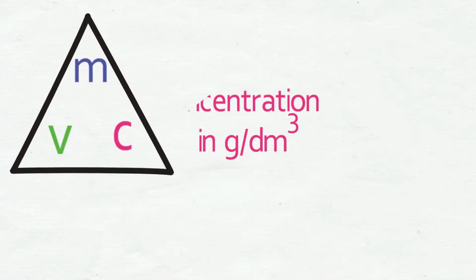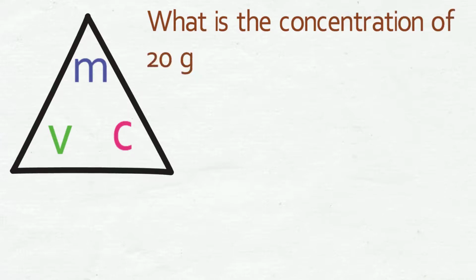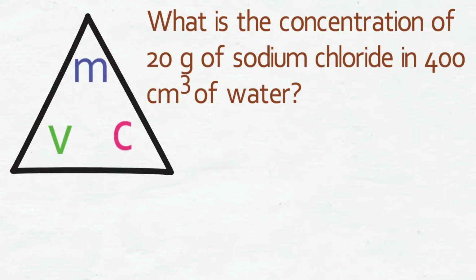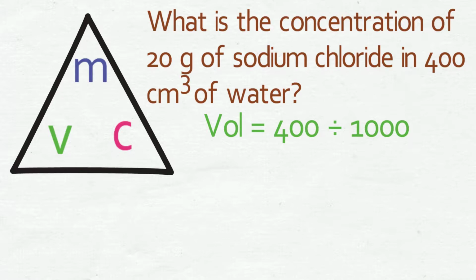So let's have a look at an example. What is the concentration of 20 grams of sodium chloride in 400 centimeters cubed of water? The first step to answering this question is to check that we have all the values in the correct units. We know that mass should be in grams and volume should be in decimeters cubed. Currently, the mass is in grams, which is good, but the volume is in centimeters cubed rather than decimeters cubed. To convert the volume from centimeters cubed to decimeters cubed, we divide the volume by 1000. So we do 400 divided by 1000, and this gives us a volume of 0.4 decimeters cubed.